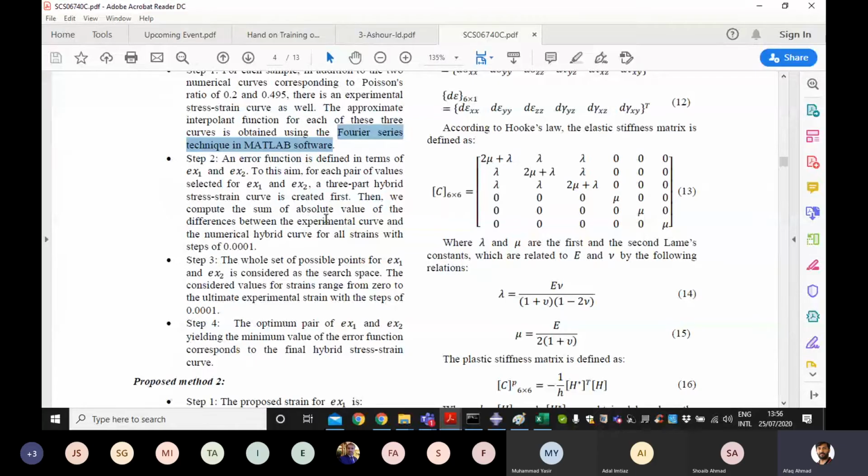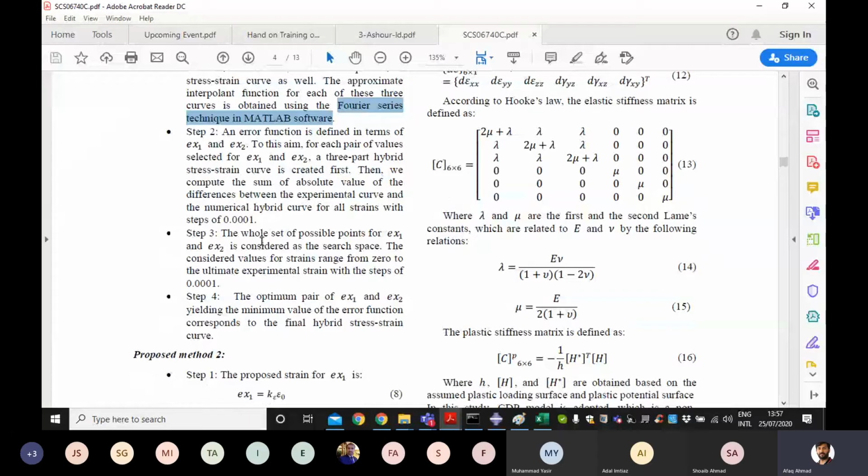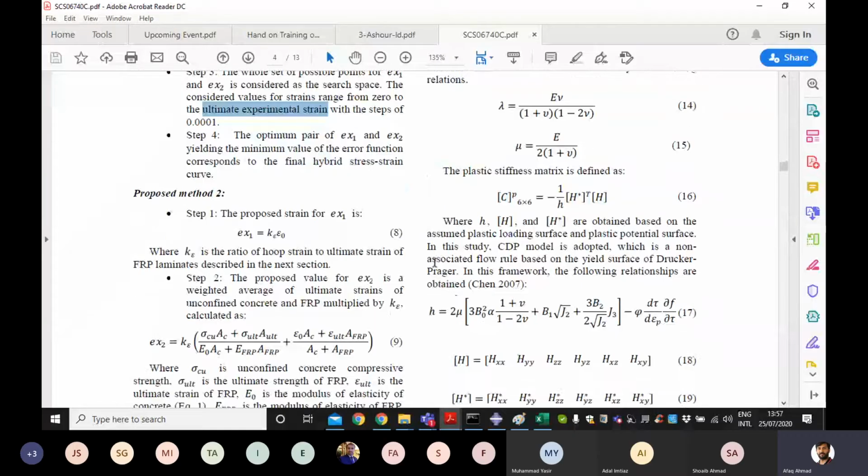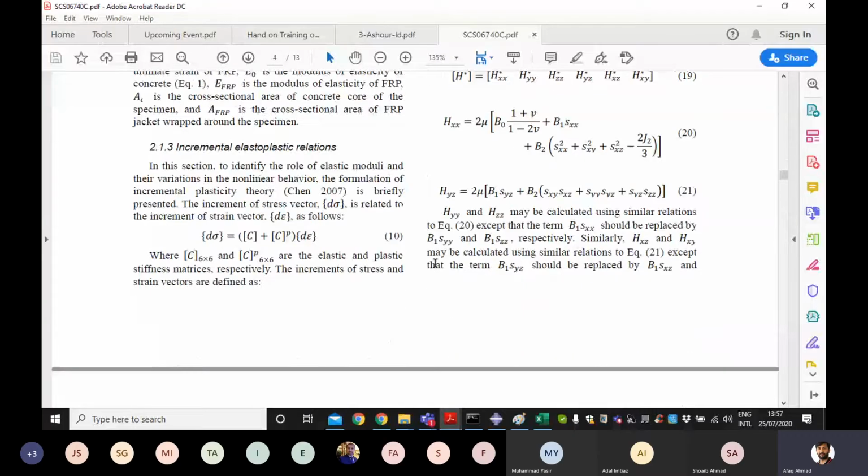Then we compute the sum of the absolute value of the difference between the experimental curve and the numerical hybrid curve. And then these are the numerical strain values. Normally the strain will be 0.0003, so that's why he's using 0.001.